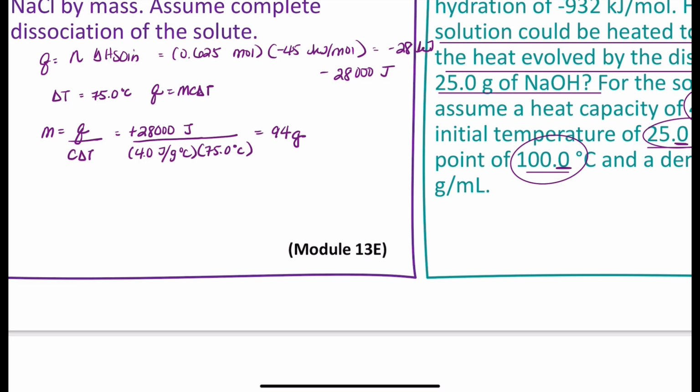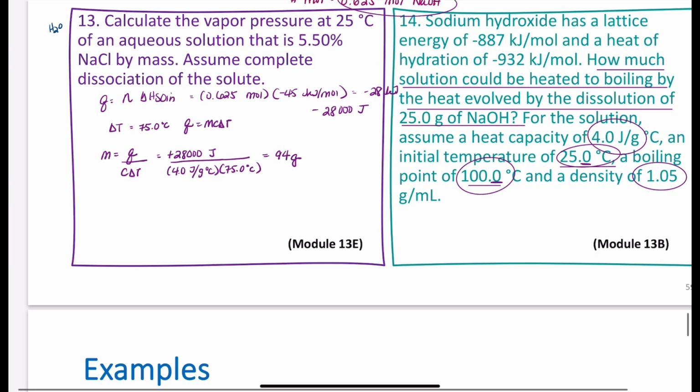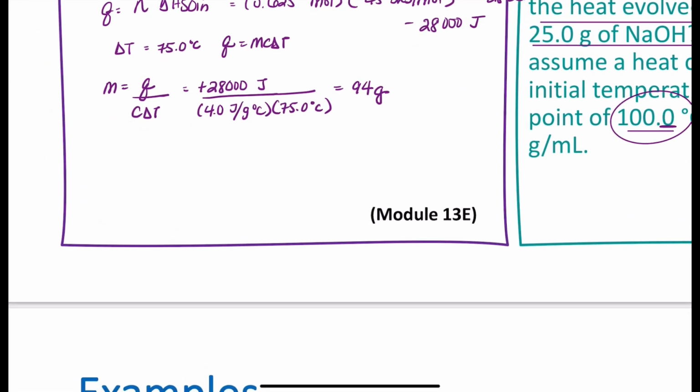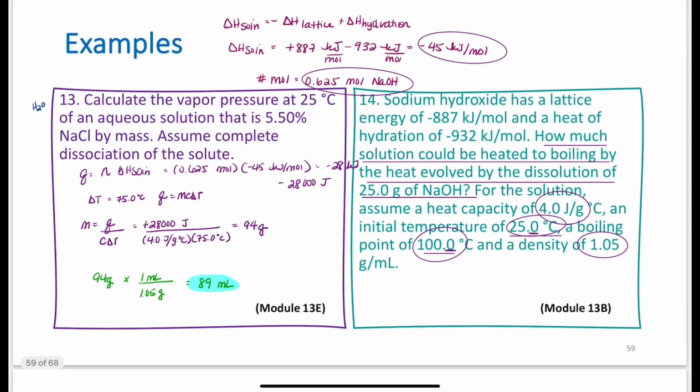So, how much solution could be heated? Well, we know the density of the solution. We're really close to being done. I've got 94 grams. 1 mL of the solution weighs 1.05 grams, so 89 mL. So, in this question, how much solution can be heated to boiling by the heat involved with a dissolution of 25 grams of sodium hydroxide? 89 mL. 89 mL could actually be heated up.